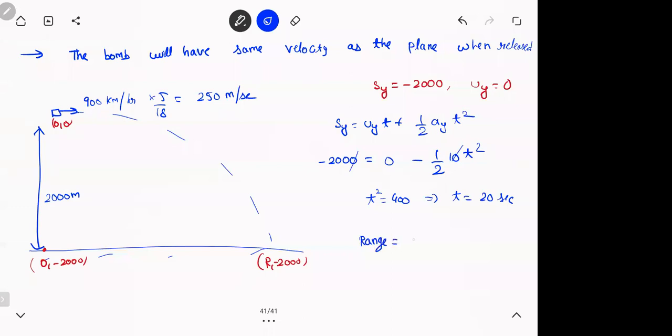So what is the range? Range is horizontal velocity into time. What is the horizontal velocity? 250. Time is 20. This is 5,000 meters. 5 kilometers. This is the problem people used to face during World War II. The factory is 5 kilometers far. You have to release the bombs 5 kilometers before the target.